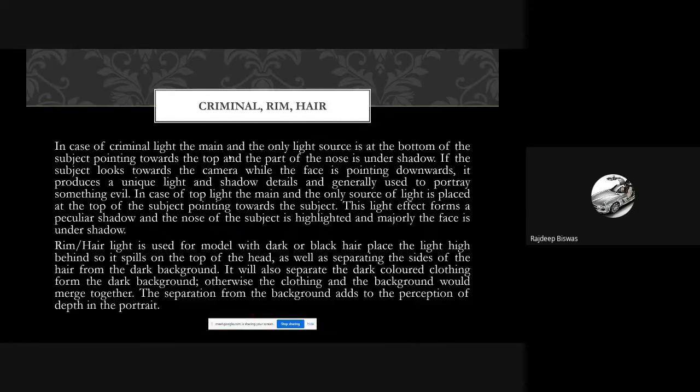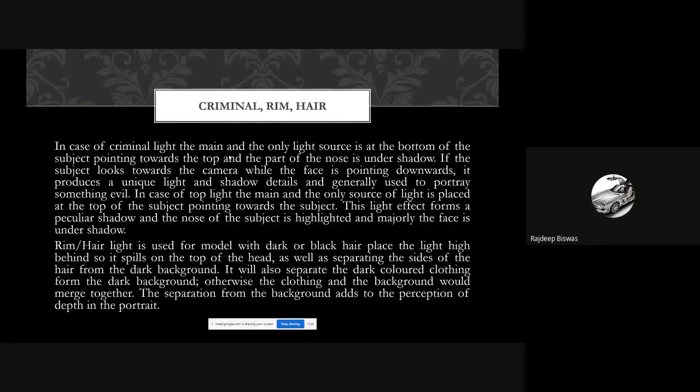Okay. These are light schemes which we generally do not come across. However, since we are discussing indoor lights, it's obvious that I'm going to discuss this as well. But in case of criminal light, the key light is the only light source, and it's placed towards the bottom of the subject. If I'm the subject, the light has to be down here. It's hitting me from below. That's how it is. If the subject looks towards the camera, it produces a unique light and shadow detail used to portray something evil.